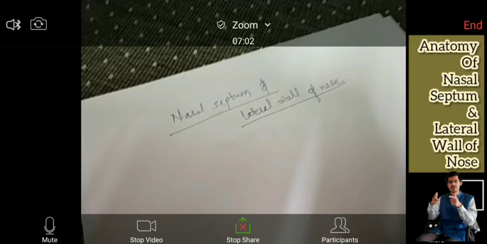So there is only one solution. You have to surgically repair it. Nothing else can be done. So these are the two important applied aspects.